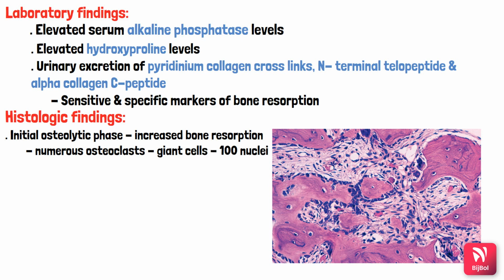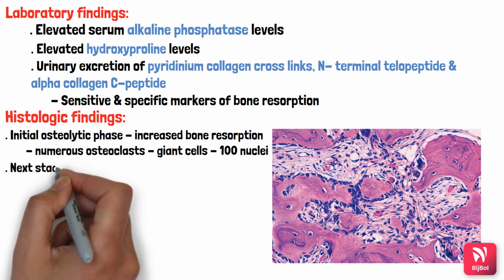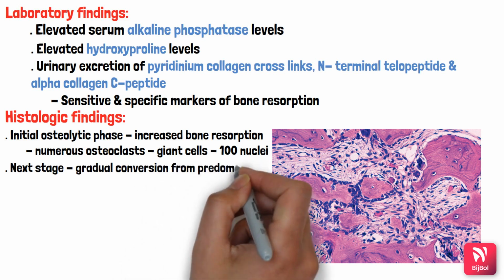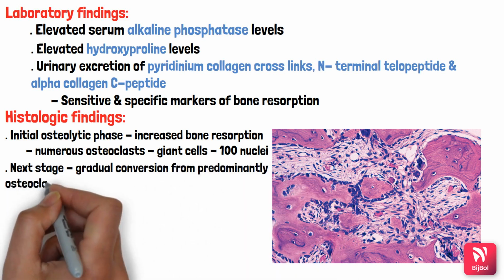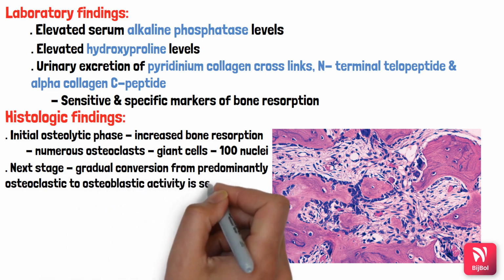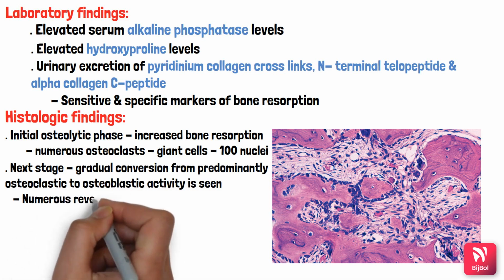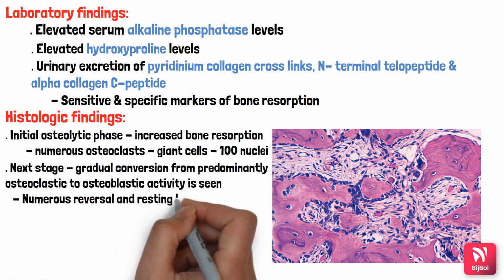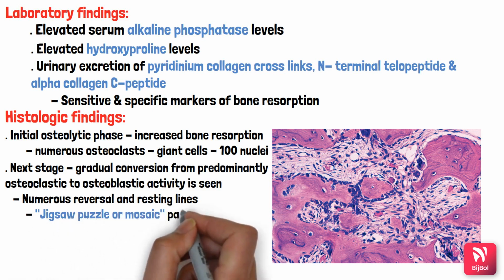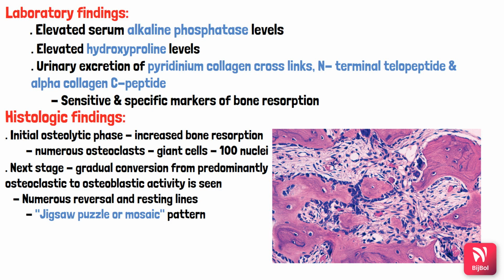So this is about the initial osteolytic phase. In the next phase, there will be gradual bone formation, right? So this resorption will be converted, that is, clastic activity will be converted to blastic activity. Because of which numerous reversal and resting lines will be there. These reversal and resting lines show the remodeling of the bone. Here there will be numerous reversal and resting lines because the activity will be very much abnormal. The presence of numerous lines gives the appearance of a jigsaw puzzle or mosaic pattern.